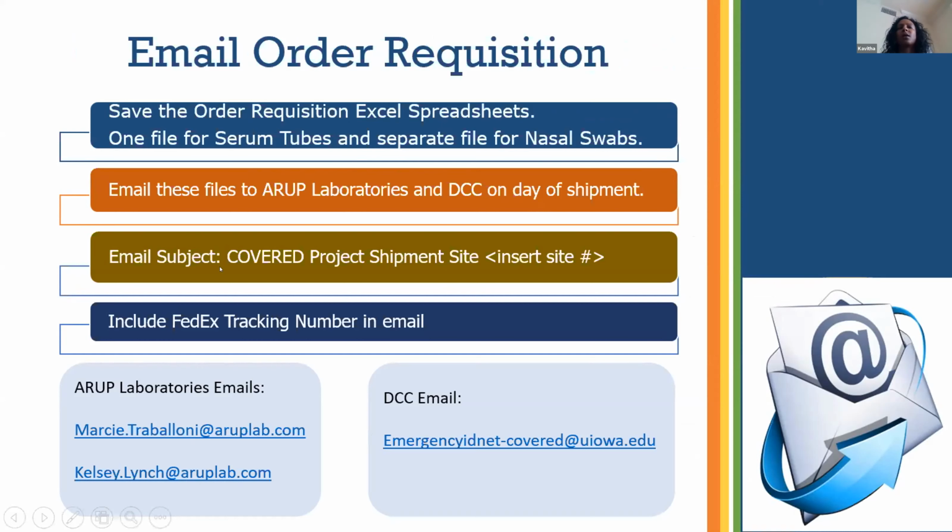In your email subject line, you want to just put in covered project, shipment site, and then insert your site number here. And then in the context of the email, just include your FedEx tracking number so they can make sure they receive it on time.